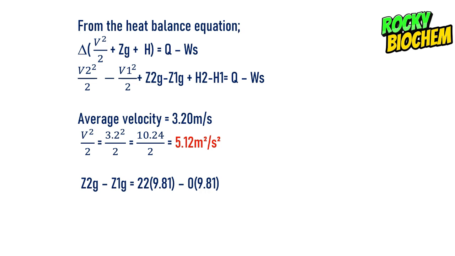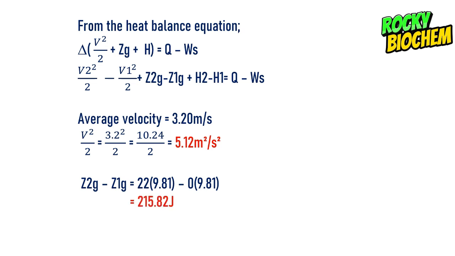Now let's move on to talk about the change in potential energy. The height was given to be 22 meters, whereas the initial height wasn't mentioned, but we consider it to be at ground level. So since we consider it to be at ground level, then it should be equal to what?